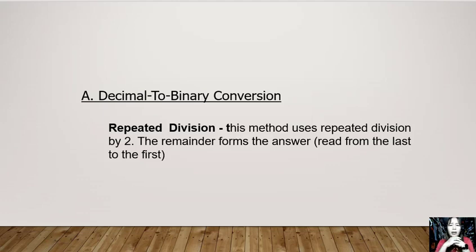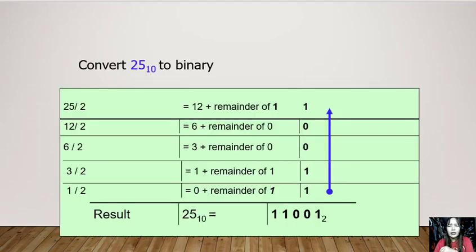The decimal to binary conversion is actually very easy. You just have to repeatedly divide the number by 2, and then the remainders form the answer, and we read it from the bottom to the top. So let me give you an example.